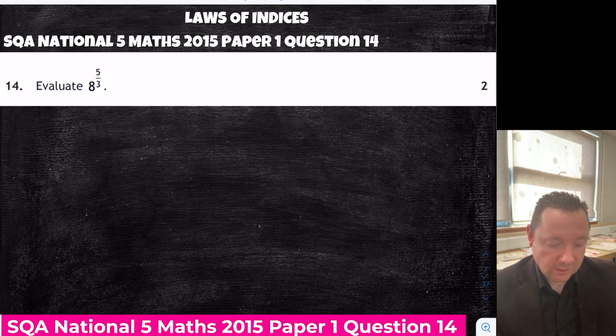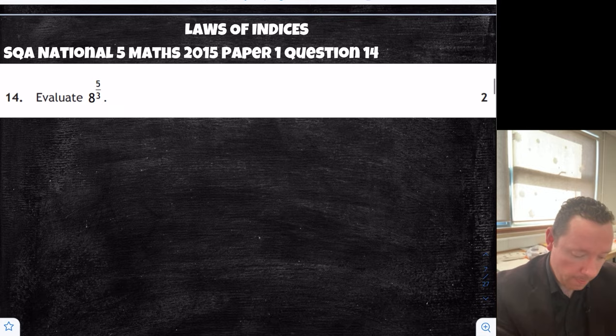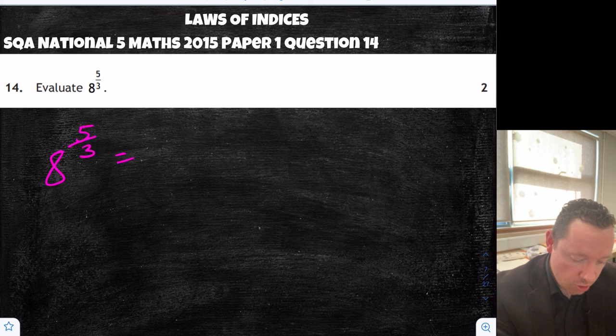Okay, laws of indices. SQA National 5 Maths 2015, paper 1, question 14. Evaluate 8 to the power of 5 thirds. Now it's a non-calculator question, so we're going to have to change it into a format we can work on. So, 8 to the power of 5 thirds, from the laws of indices, that is our root. And what type of root is it? Well, the bottom number tells us cube root, and the 8 and the 5 go along underneath the root. So it's the cube root of 8 to the power of 5.